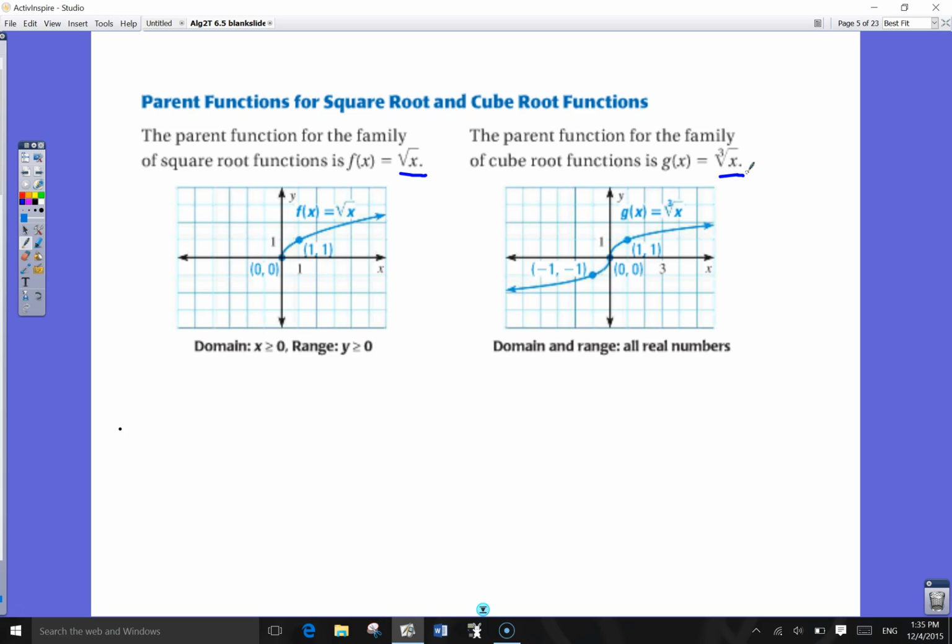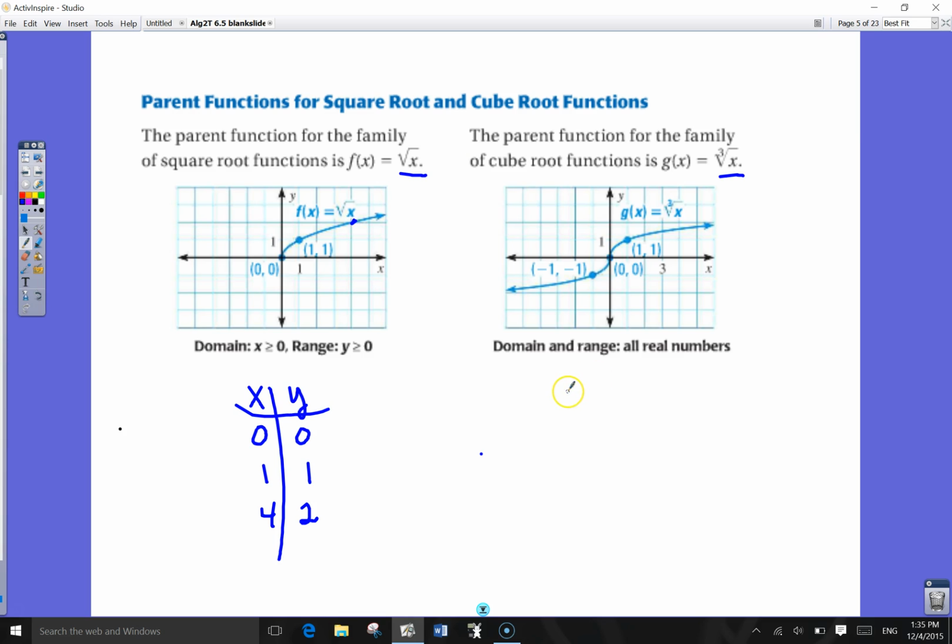You could determine this yourself just by making a little table of values, right? You could say x and y, you substitute 0 and you would have 0. You substitute 1, the square root of 1 is 1. You substitute 4 for x, you get the square root of 4, which is 2. And all of those points are on this graph. So you see the shape of it.